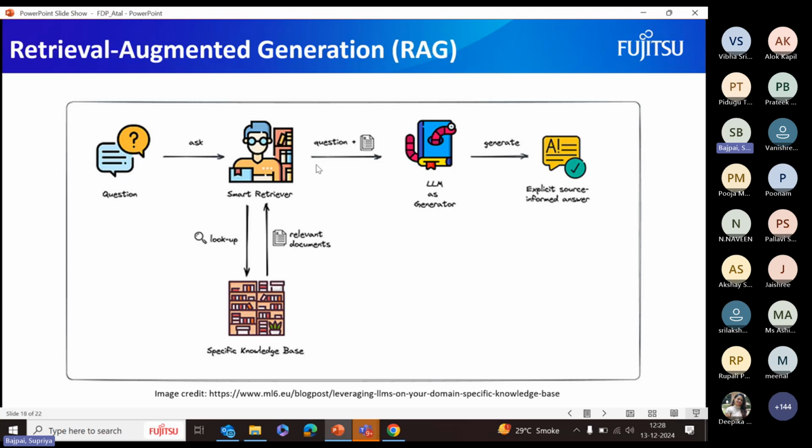Suppose it picked out one book. It will add that book to the question and give it to the LLM as a generator, and ask the LLM to generate the answer from this question, saying the answer is given in this document or book. The LLM will search for the answer in this book, use its own learned English language to make it a good answer, and then give it to the user as an answer.